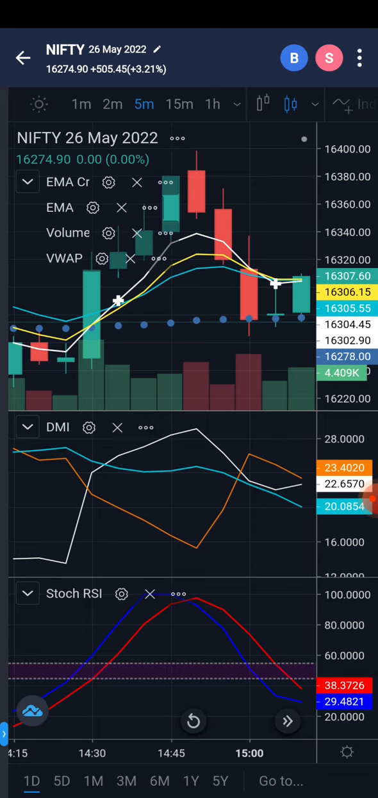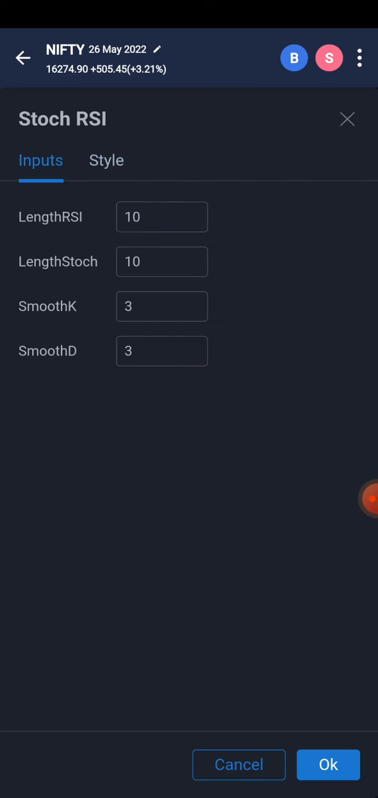So basically, I will repeat once again: EMA crossover 5, 8 and 13 day moving average, volume, and VWAP. VWAP is the default setting. DMI with the 10 days setting. Stochastic RSI. So DMI is 14 days, 14 is the setting, and stochastic RSI is 10-10-3-3. Okay.